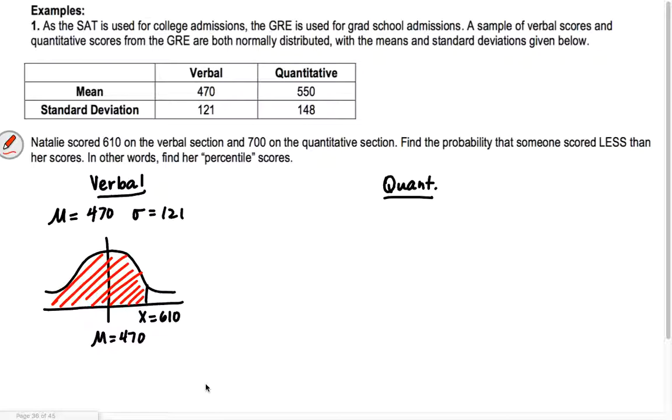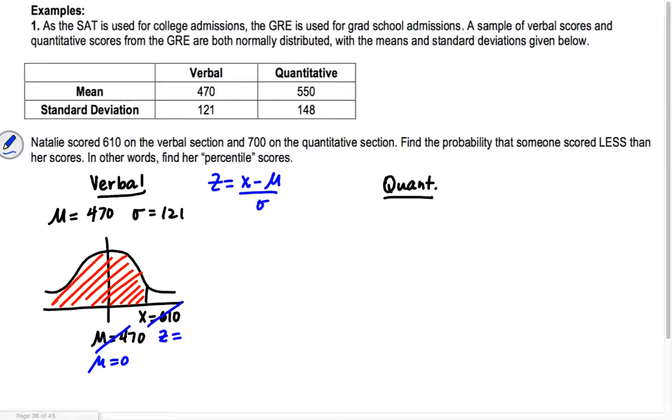If I plug this mean, this 470, into my equation, z is equal to x minus mu over the standard deviation, then 470 minus the mean, 470, over the standard deviation changes it to 0. So our mean is now going to be 0. Is the mean always 0? Yeah, if you change it to your standard normal table.